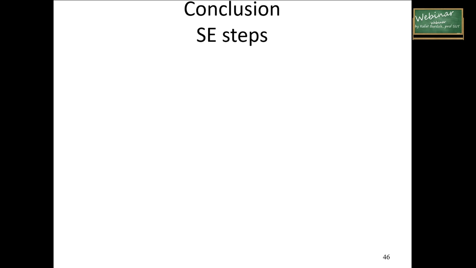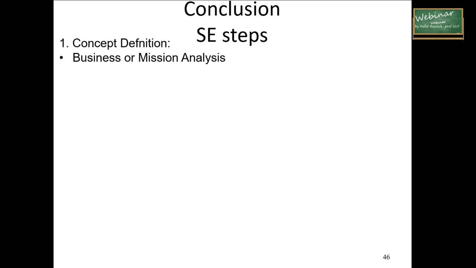So, as a conclusion of system engineering steps, we've got five major steps. The first one is the concept definition. So we should do business or mission analysis before we start, because you should remember that system engineering has to correspond with the overall environment of the business, including the enterprise processes, the project management processes, and any other processes which are also in our company. An important part of the concept definition is stakeholder needs and requirements analysis.